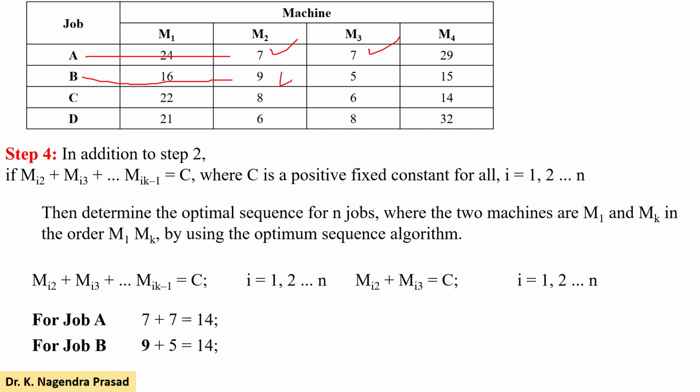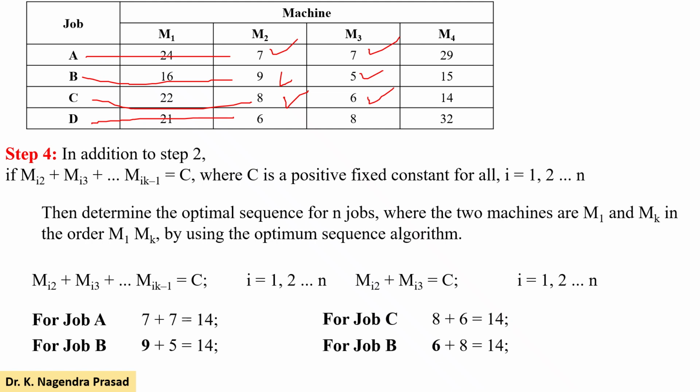So 9 plus 5, which is equal to 14. Next, for job C, processing time on the second machine is 8 and on the third machine is 6. So 8 plus 6, which is equal to 14. Similarly, for the last job, that is job D, processing time is 6 on machine 2 and 8 on machine 3. So 6 plus 8, which is equal to 14.